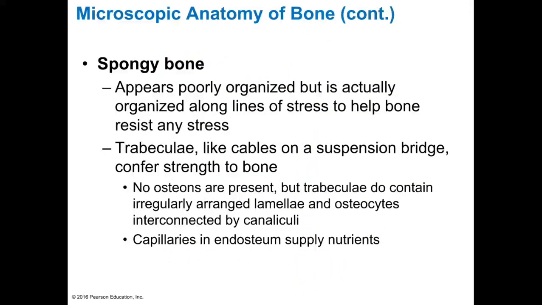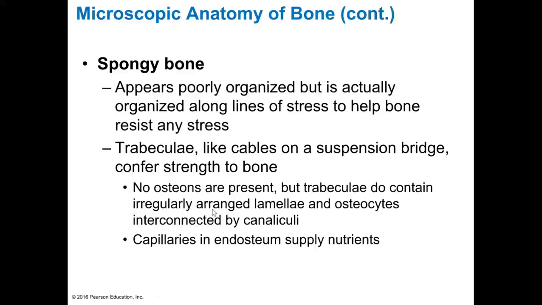Spongy bone is not at all put together like an osteon. It is just haphazard spicules of stalactites and stalagmites, if you would. And so its trabeculae are like, it says, cables on a suspension bridge. They confer strength to bone, but it's basically these poorly organized, crazy, different directions of bone. You can see it in a femur head, and they line up along lines of stress to help make them stronger. But spongy bone, even if perfectly aligned, is not nearly as strong as compact bone.